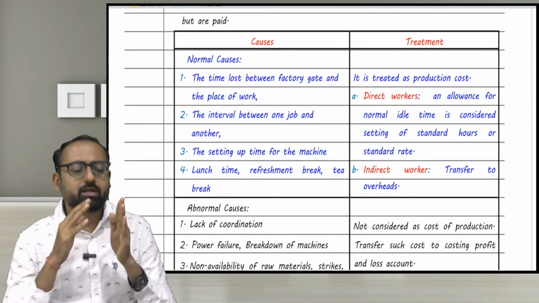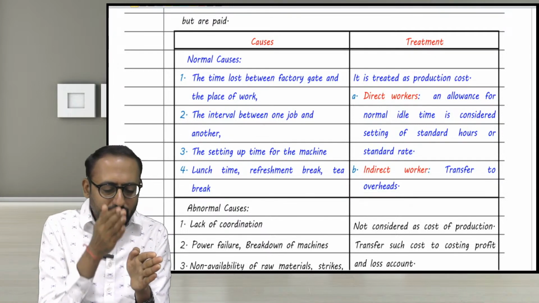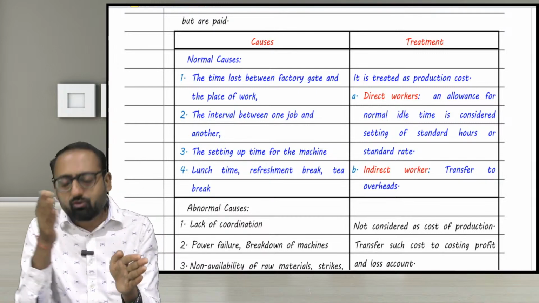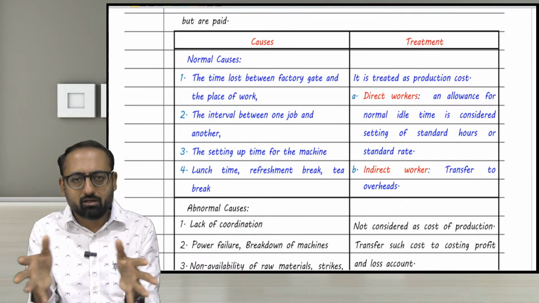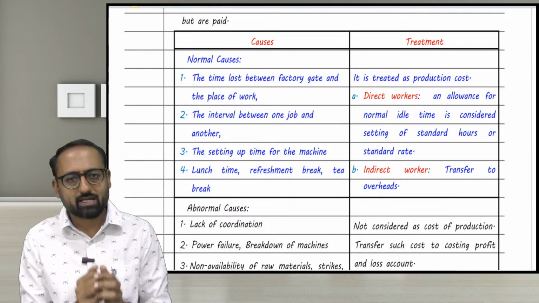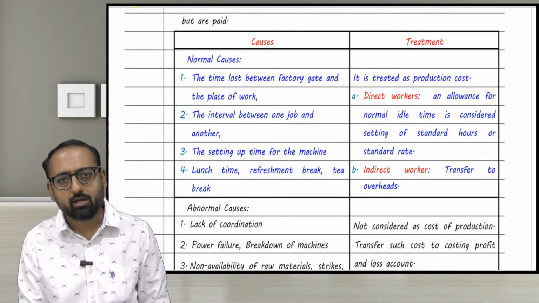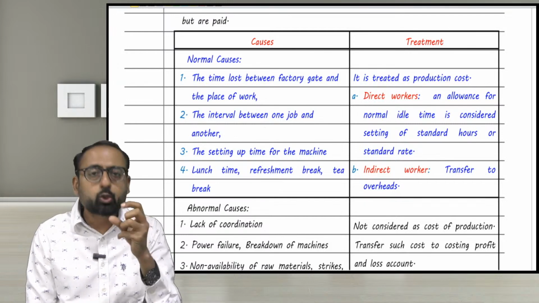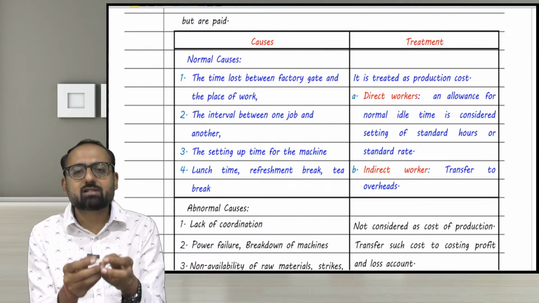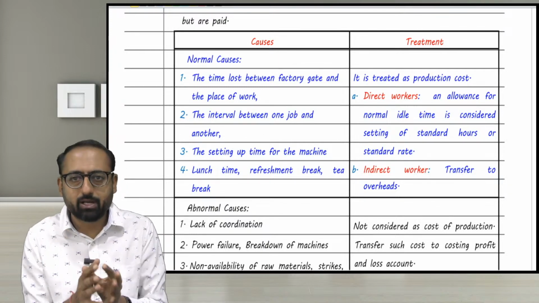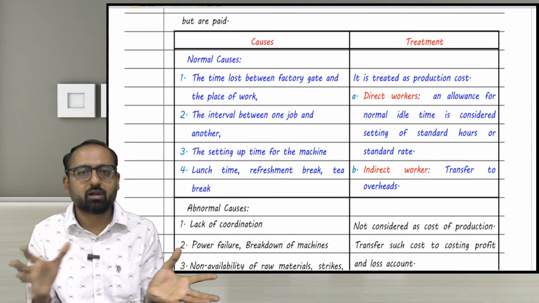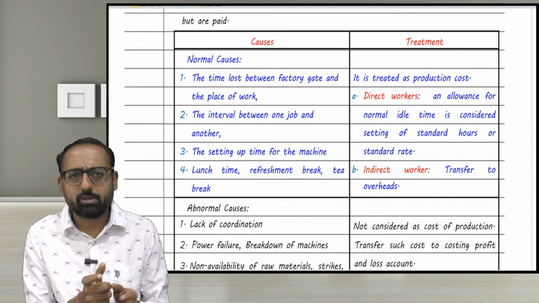Next situation: the time gap between the worker entering the factory, from the factory gate till the production floor, is called normal idle time. Next, time required for the setup of the machinery is normal idle time. Time required between two operations, say for example, there are two lectures. After the first lecture, obviously there should be a 1, 2 or 5 minute break to start the second lecture, because then another faculty will come and all the recording setup will be done. So there will be a time gap.